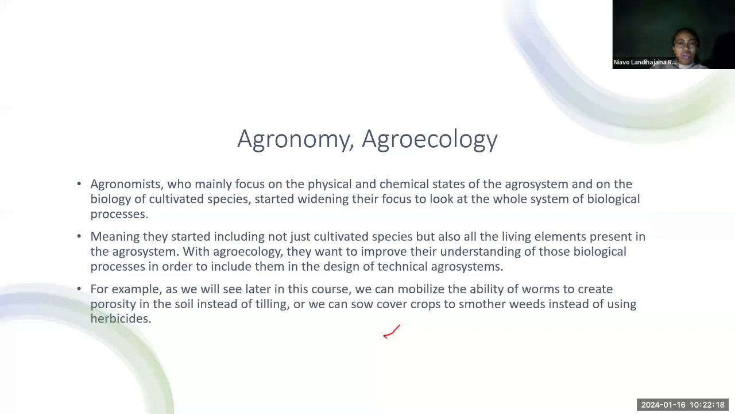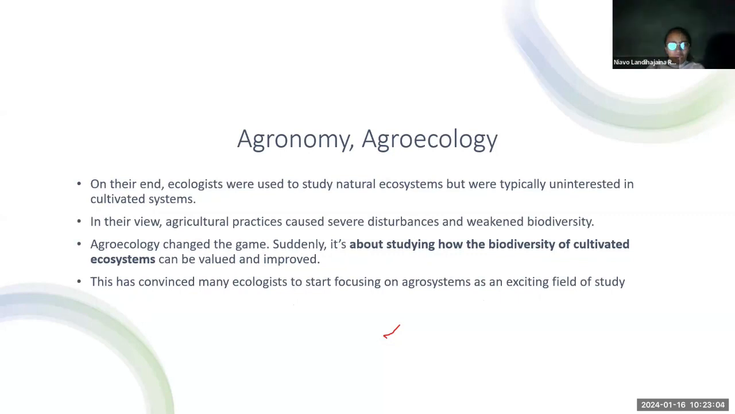Agronomy and agroecology also have different relations, because agronomists who mainly focus on the physical and chemical states of the ecosystems and on the biology of cultivated species started widening their focus to look for a system of biological processes. For example, as we see in this presentation, we can mobilize the ability of worms to create porosity in the soil instead of tilling, and we can sow cover crops to smother weeds instead of using herbicides. And agroecology changed the game after all that, because suddenly it's about studying how the biodiversity of cultivated ecosystems can be valued and improved.